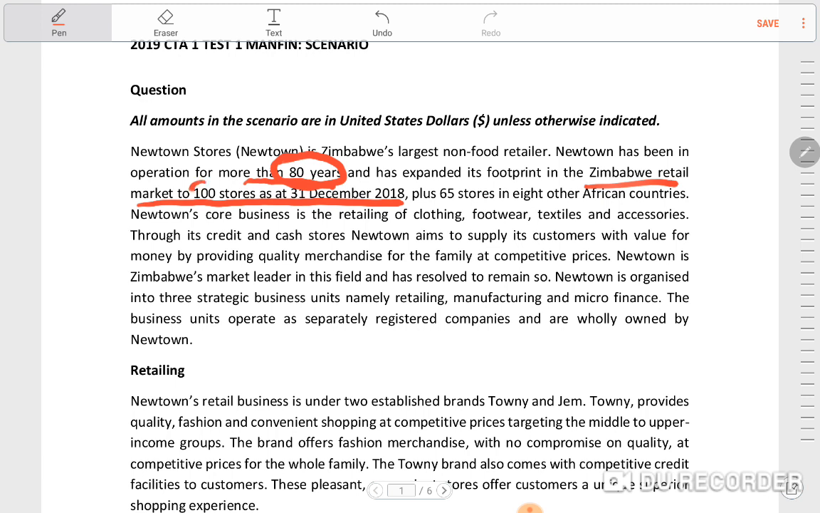Another trigger that you used was the fact that Newton had 100 stores. What advantage does that give Newton? It means Newton has a wide distribution network, which means they are able to reach a big number of customers. Makes sense? Newton is operating in other African countries. What advantage is that giving Newton? The advantage is Newton is diversified from the Zimbabwe country risk. So what you are seeing here is I'm picking a trigger plus the advantage arising from that trigger, which then gives me a properly weighted strength.